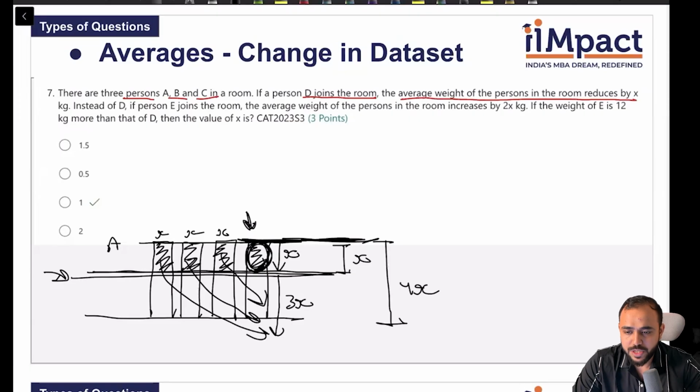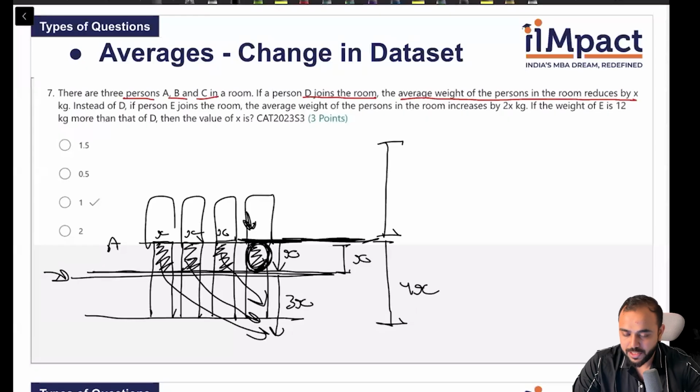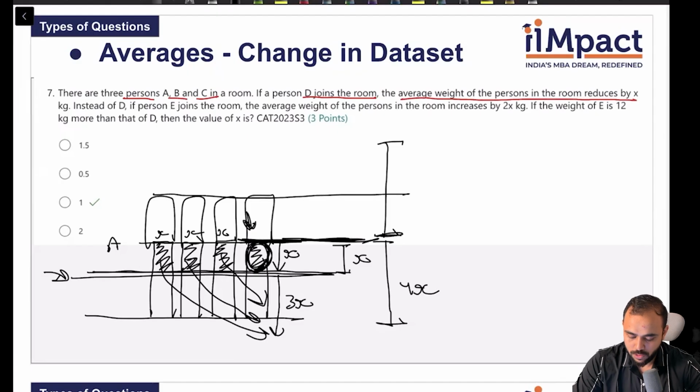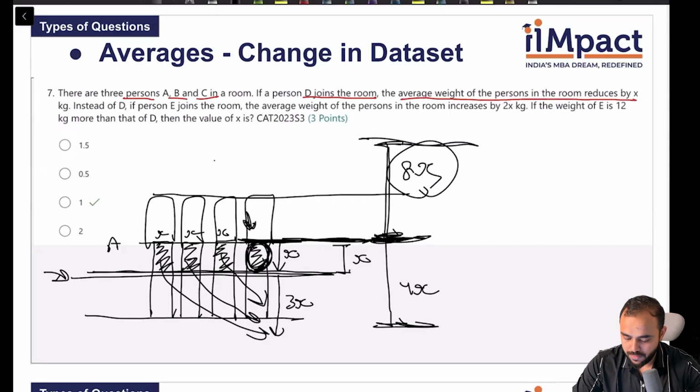I hope this is more clear. The concept of eating up the contribution. The other person will take up what? He's adding 2x to everyone else and to himself as well. So 2x added to himself and 2x, 2x, 2x added to everyone else. So which makes your average A plus 2x. So he overall added how much weight? 8x weight over this average line. So the total gap between E and D is 12x, which is equal to 12, or x is equal to 1.